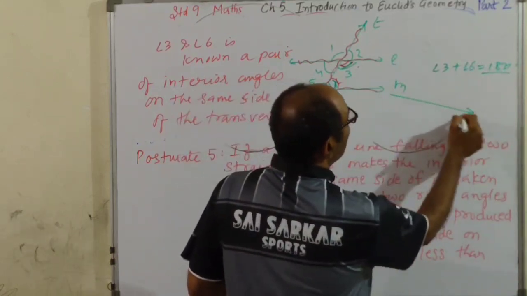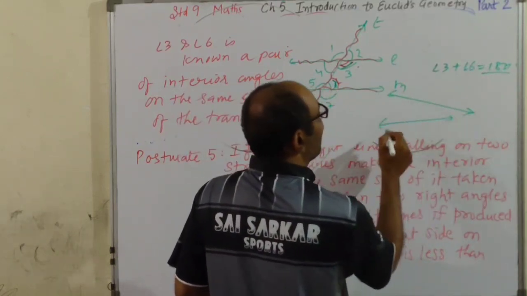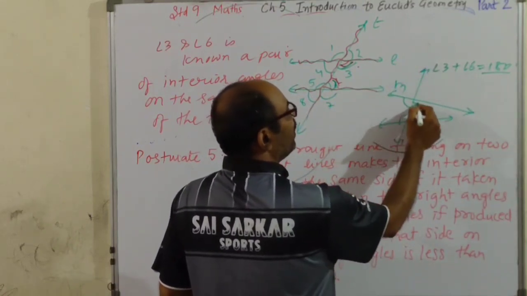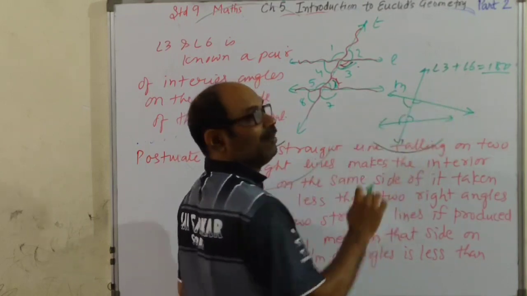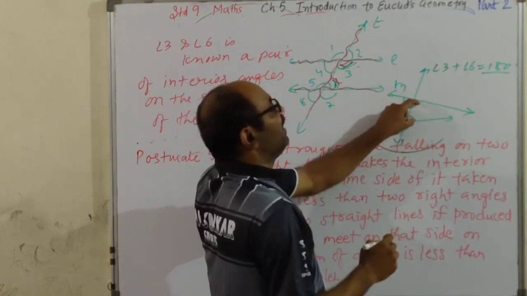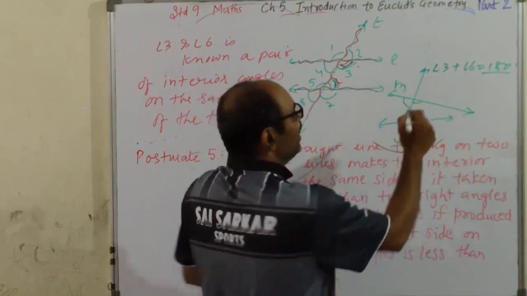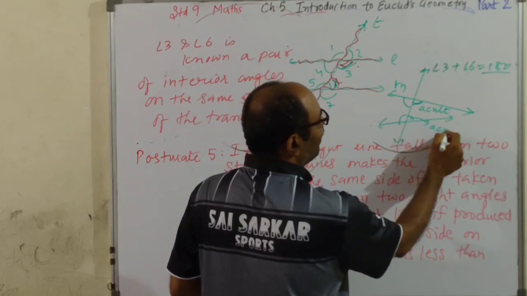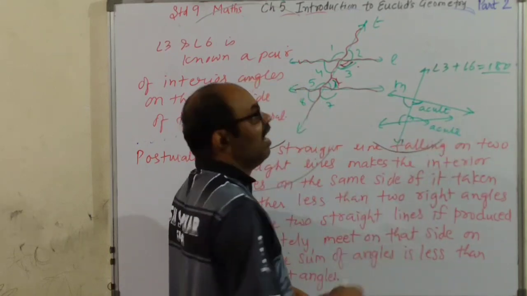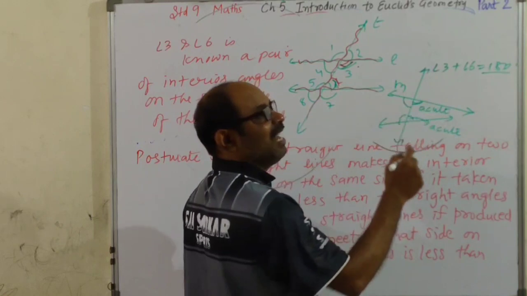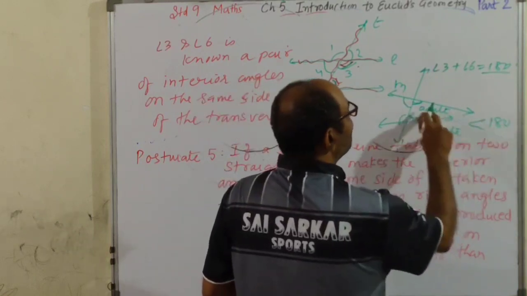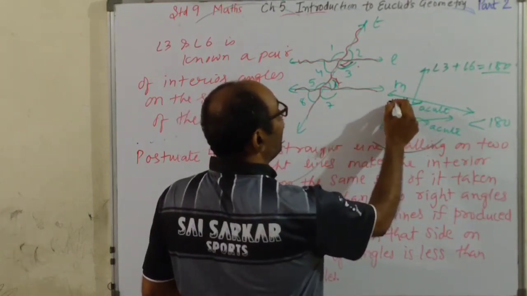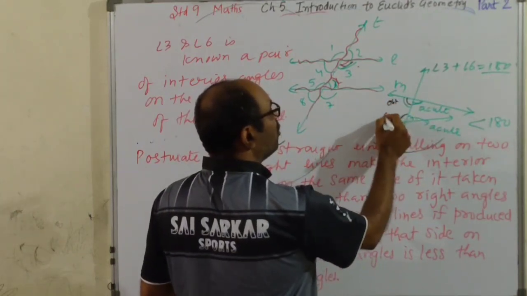Now look here, please. These are not parallel lines, and this is the transversal. If you look at this angle and this angle, these are interior angles on the same side of the transversal. This looks like an acute angle, can you see that? And this also looks like an acute angle. Alright, if you add both, the total will be less than 180. This side will be less than 180. And on this side, this is an obtuse angle, and this is also an obtuse angle, so the total looks like more than 180.